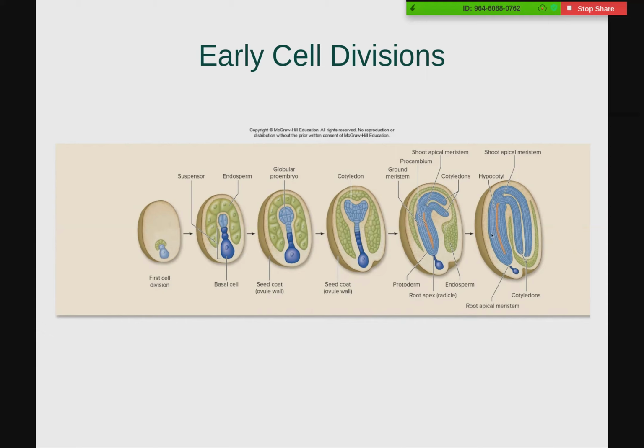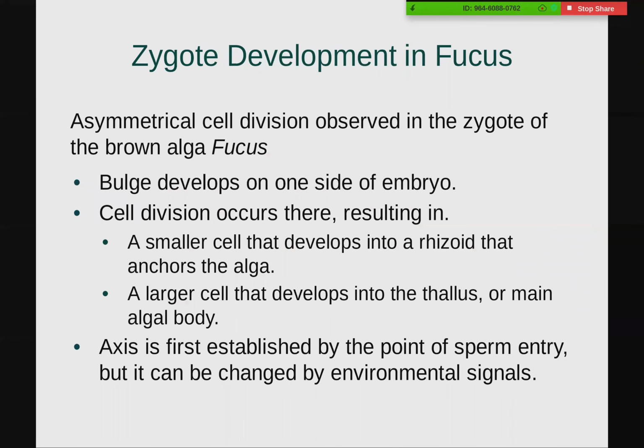And then once things are finally done, we still have the cotyledons. We have the shoot apical meristem, the root apical meristem, and then we have the hypocotyl here, fully giving us the full standard structure that we've been looking at up to this point in time. Now, the zygote actually develops sort of interesting.